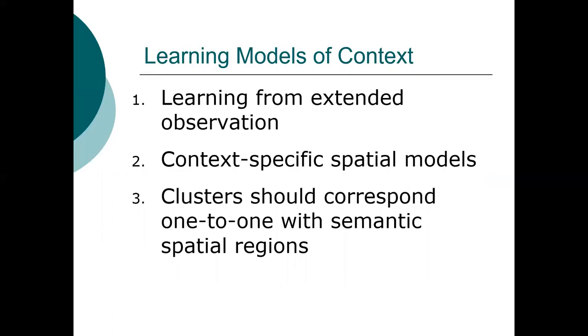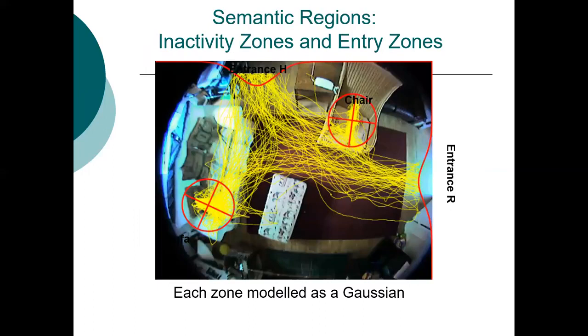So we clustered. The clusters should correspond to semantic spatial regions, so they need to be more meaningful. We ended up with something like this. We had the entrance to the hall, and the entrance to the rear, or the exit to the rear. Then we have two zones of inactivity where the person sits for a longer period: one is the chair and one is the sofa.